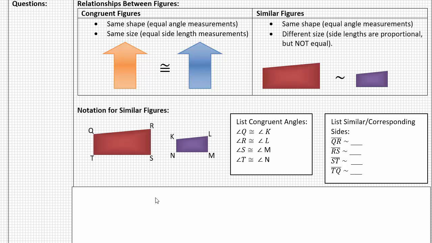What is the corresponding side that matches up, that is similar, has the same kind of slant on this purple? Well, if you said KL, I would agree with you. So right here in this blank, we would say that QR is similar to the line segment KL. Let's go ahead and fill that in, and then see if you can fill in the rest of these.